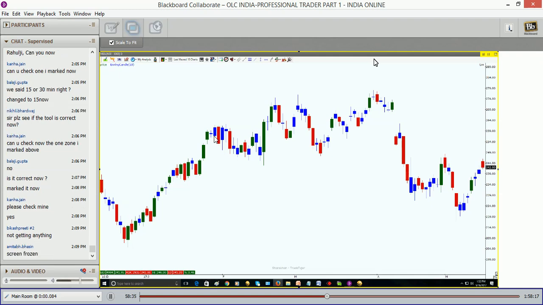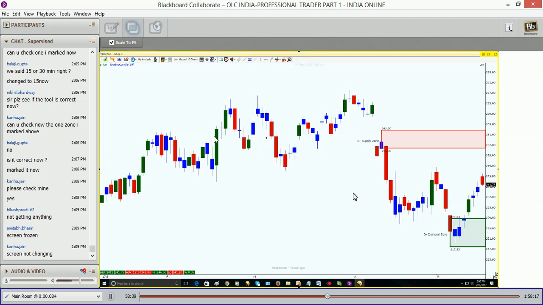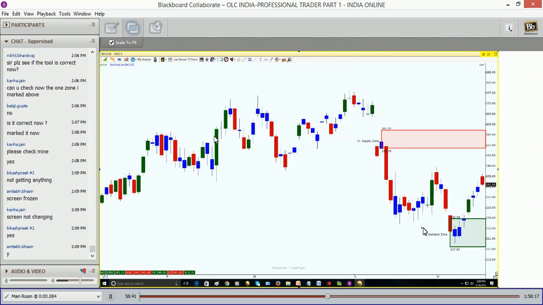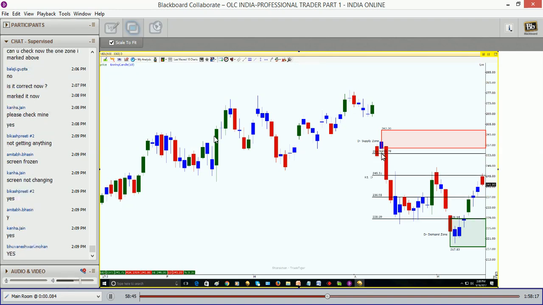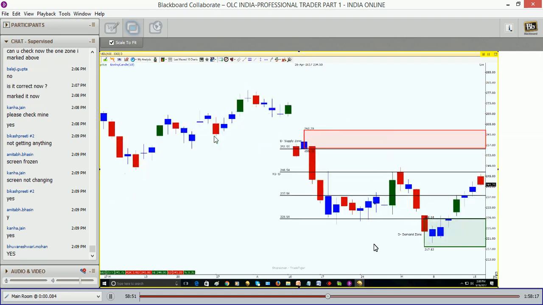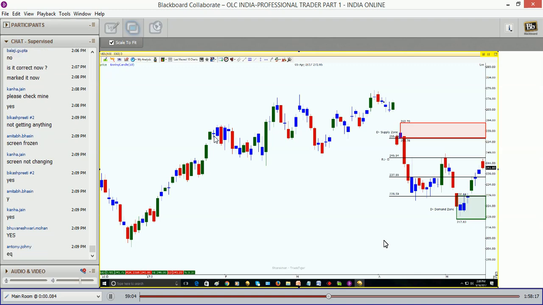I use the retracement. Screen frozen, my apologies. Okay, now you should be able to see it. This is your closest supply and closest demand. I segregate this into 3 equal parts. And this is my retracement tool location done. Where is my current market price over here, friends? Which location is my current market price?